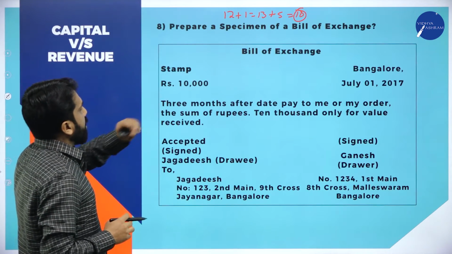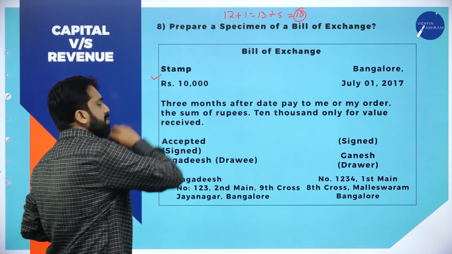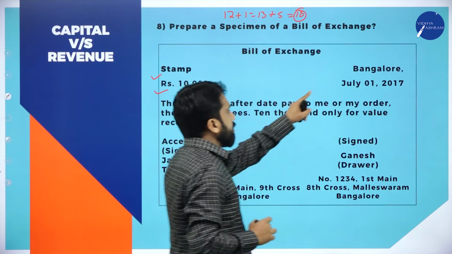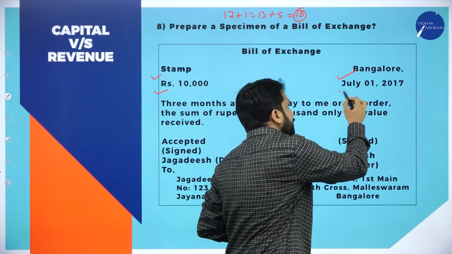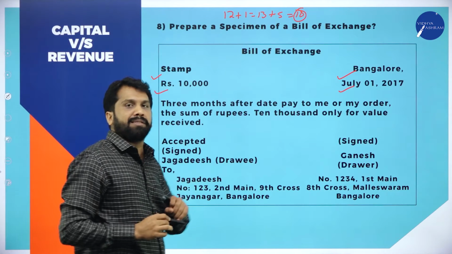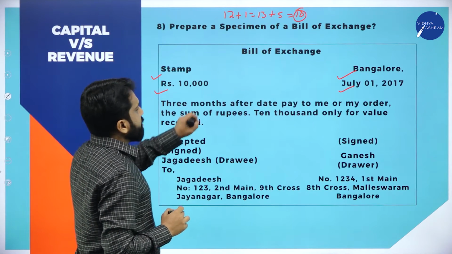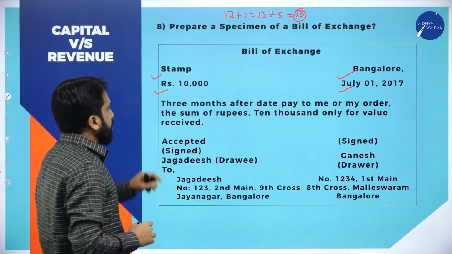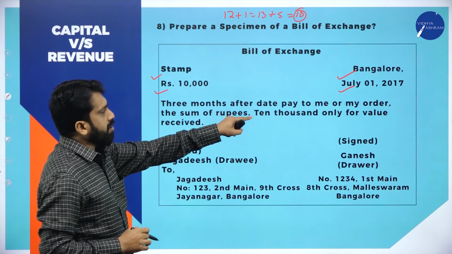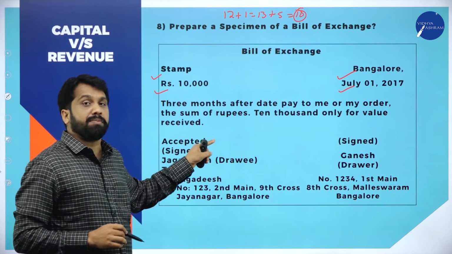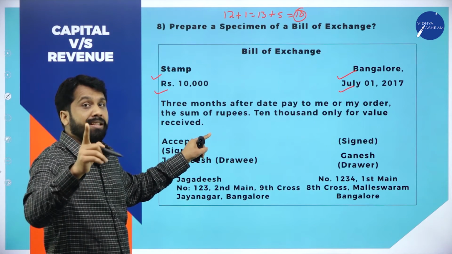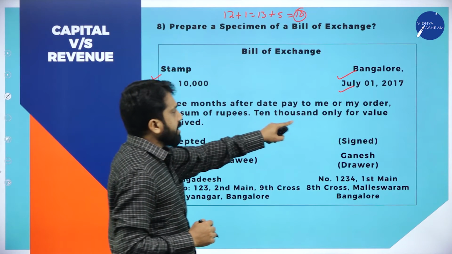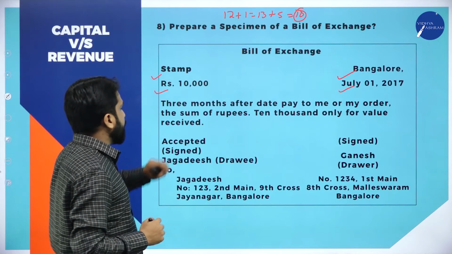Now, the bill of exchange, as I told you, must be stamped. What is the value of this? 10,000. The place is mentioned, the date is mentioned, everything is mentioned. As per this situation, they have given 3 months. 3 months after date, pay to me or my order. It is prepared by whom? Remember, the seller. The seller will prepare this. The sum of rupees 10,000 only for value received.